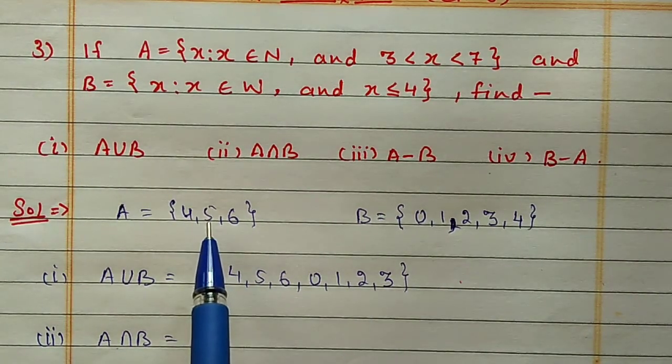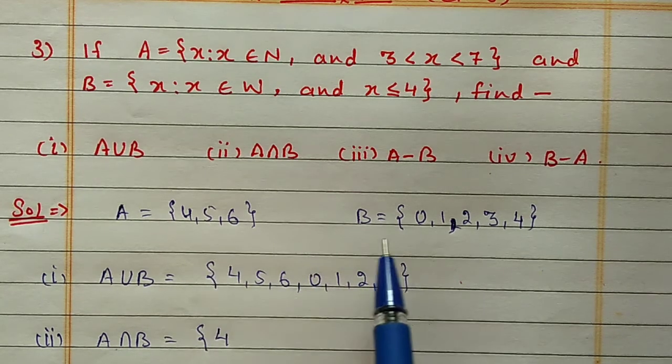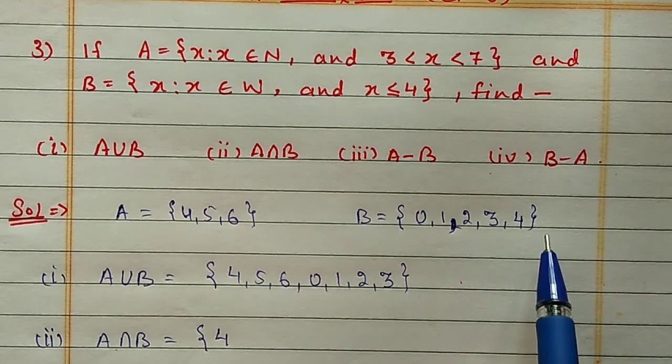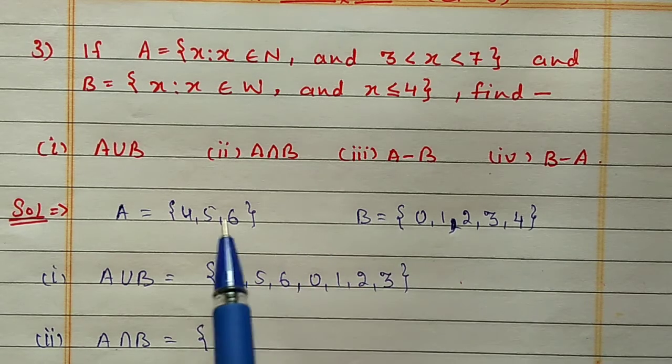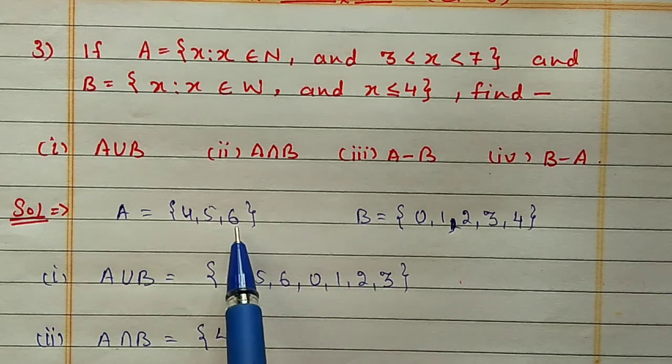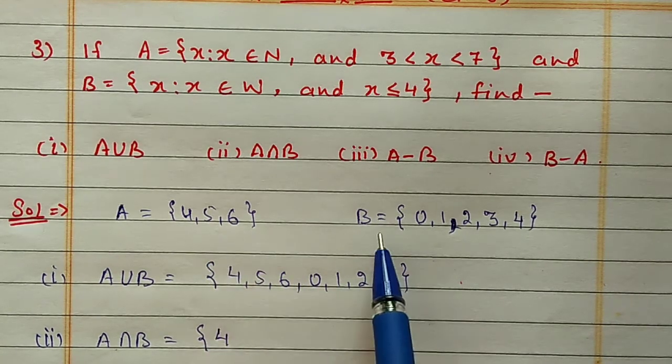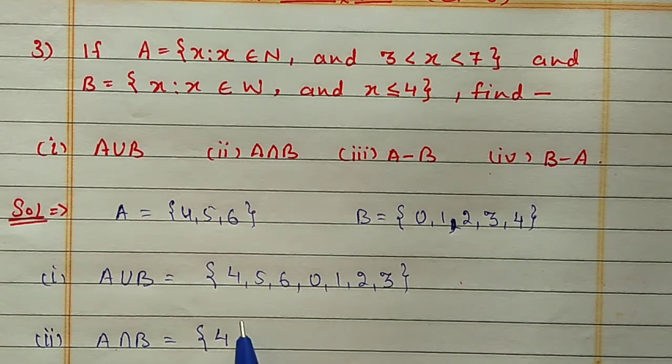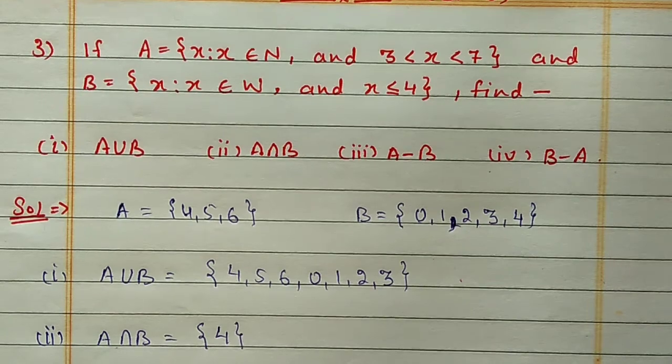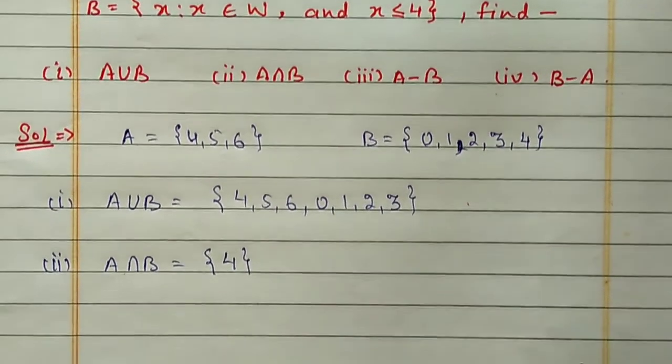Similarly, next number 5: we will check, 5 is in A but 5 is not in B, so we will not write 5. Then we go to the next number 6. 6 is in A but it is not in B. So only one number, 4, is in both A and B. So A intersection B is 4.